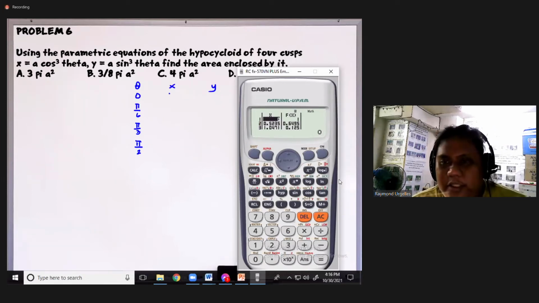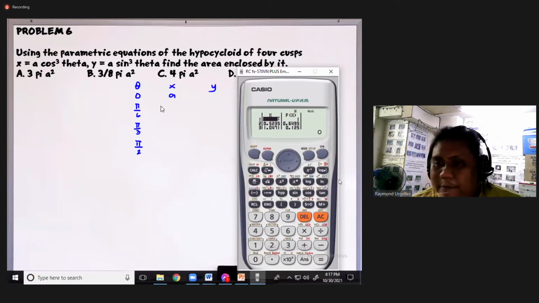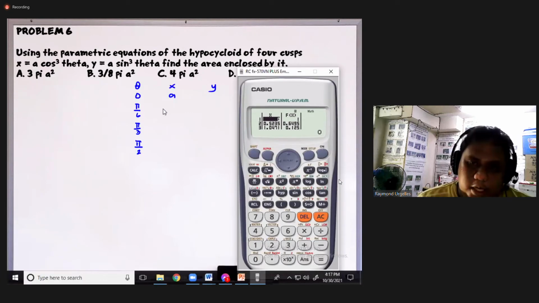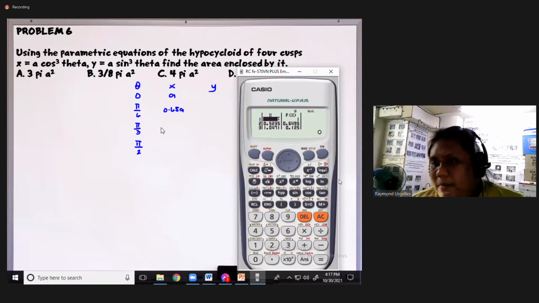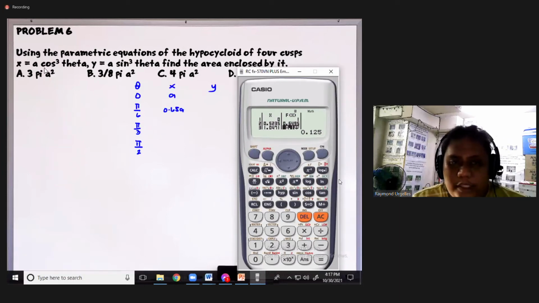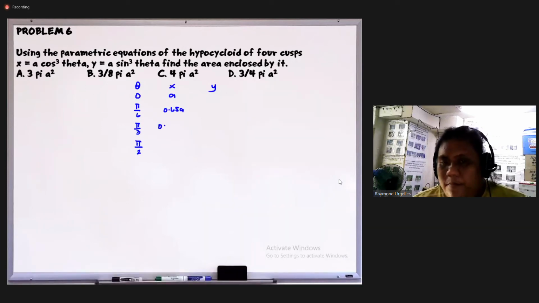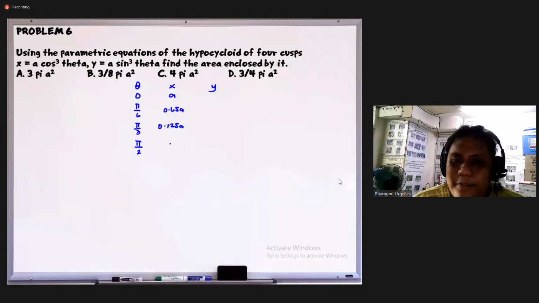Okay? So therefore, this will be pi over 6. So then, this will be 0. This will be 1 times a, kasi may a pa tayo dito. So this will be a. Pag pi over 6 naman, we have 0.65 times a. So this is 0.65a. Then pag pi over 3 naman, we have 0.125. So 0.125 times a. So this is 0.125a. Then pag pi over 2, that is 0. So therefore, this will be 0.